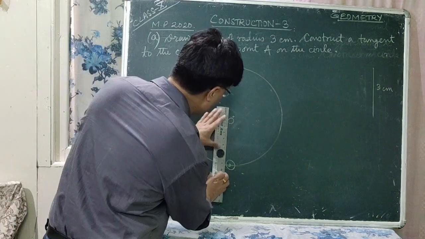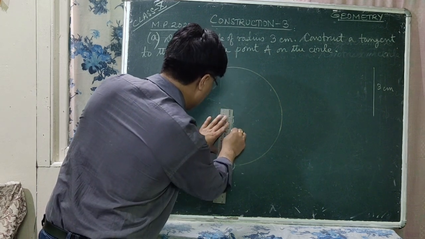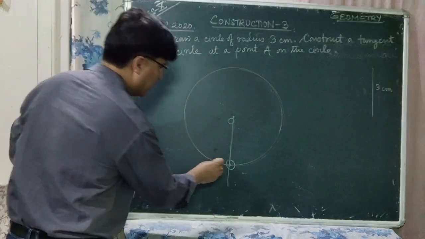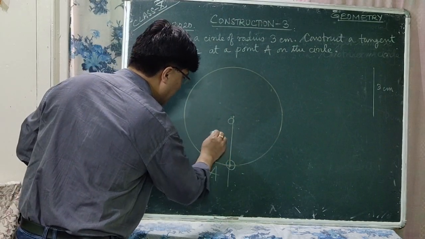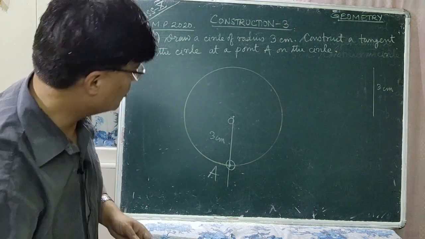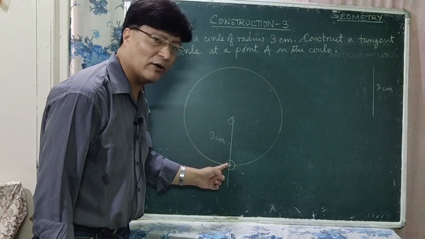First of all, you have to join O and A. Join it. This is OA. So what is the length of OA? It is 3 cm. Now, you have to draw a tangent at the point A on it.